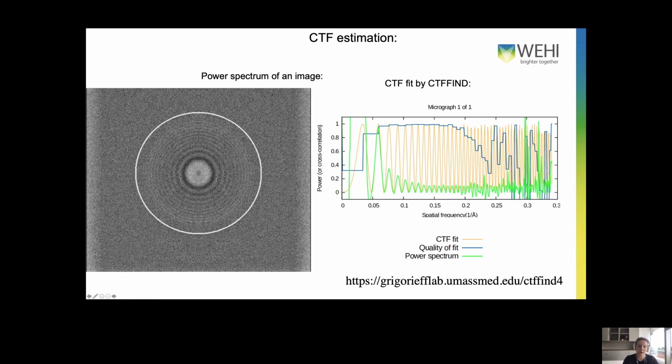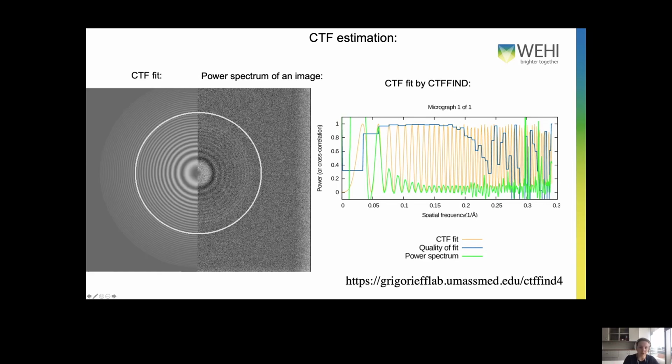So what we can do is fit those oscillations with a function, and then compare how good our fit is to our actual data. For example, this is done in this picture by the program called CTFFIND. It simulates CTF at different defocus, and then compares the simulated CTF to the actual image. Then we decide how good the fit is based on the cross correlation between simulation and the actual data. So here's the data and here's the actual fit, and you can see that the fit is relatively good until about here. And this is what we decide as the CTF resolution estimation.